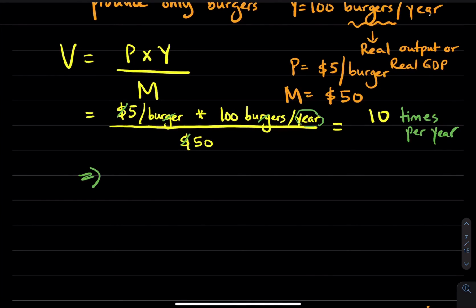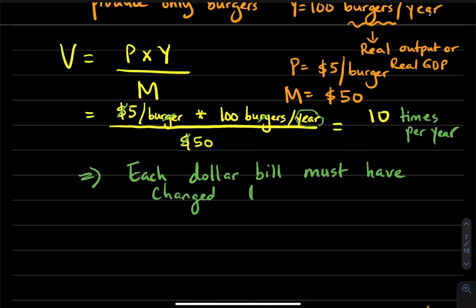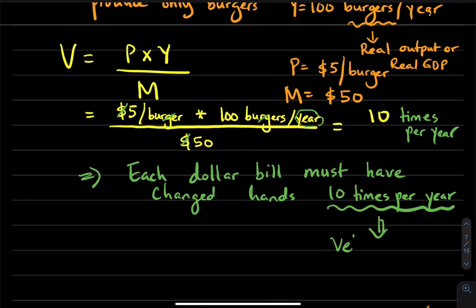So the interpretation of this is that each dollar bill must have changed hands 10 times per year. And that is giving us the velocity of money.